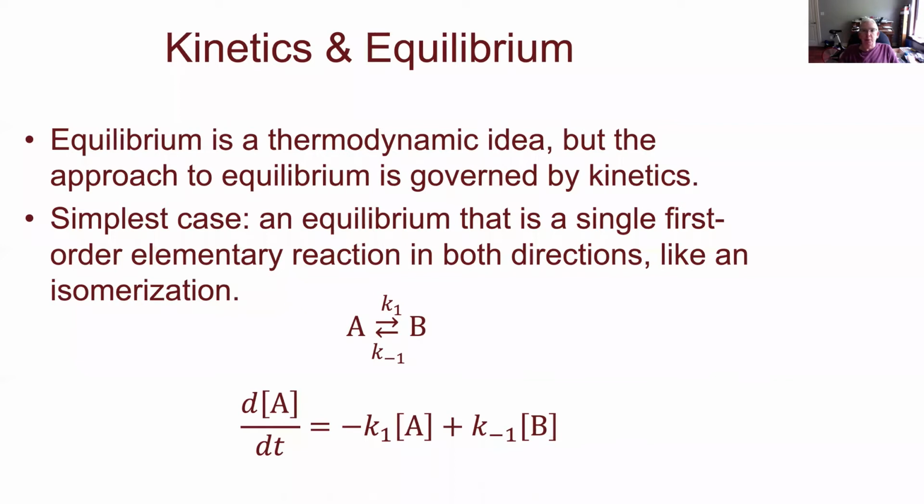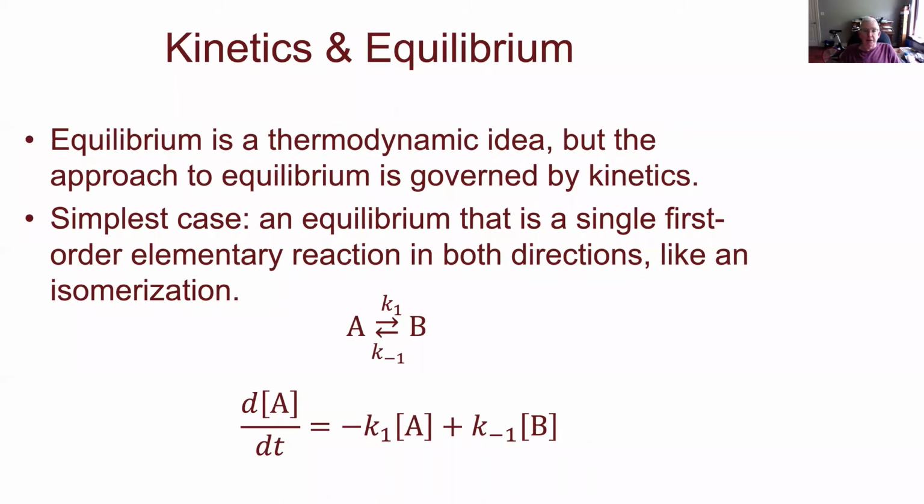Equilibrium itself is a thermodynamic idea, right? It's the eventual outcome of things. It's related to delta G, all of which point to its being a thermodynamic quantity in a sense. But the way we get to equilibrium, of course, is governed by kinetics. Lots of reactions never make it near equilibrium if the rate constants aren't right for that to happen.